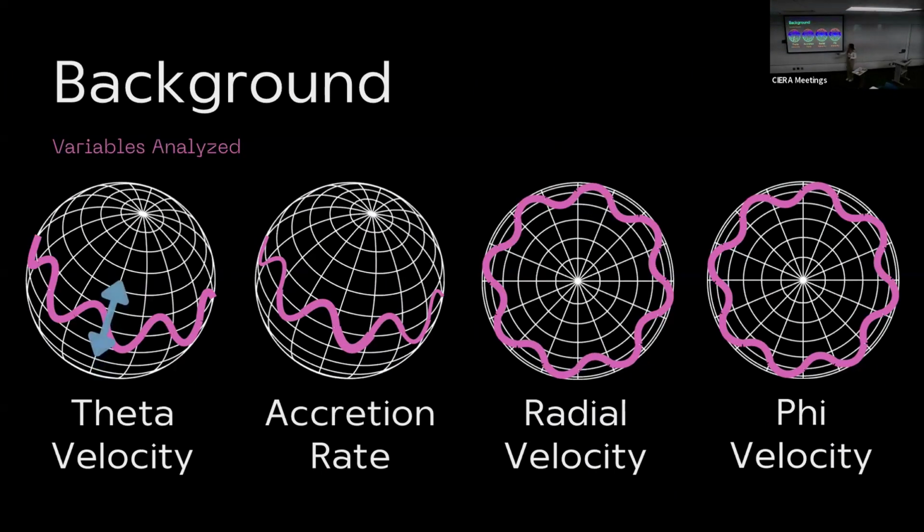First of all, we have the theta velocity, which is when it goes up and down. This also corresponds to the vertical epicyclic frequency. We have the accretion rate, which is the rate that matter enters and exits a specific radius per unit of time. Radial velocity, which is how close it is to the center of mass, and this also corresponds to the radial epicyclic frequency. And then the phi velocity, which is how fast it's orbiting, which also corresponds to the Keplerian velocity.